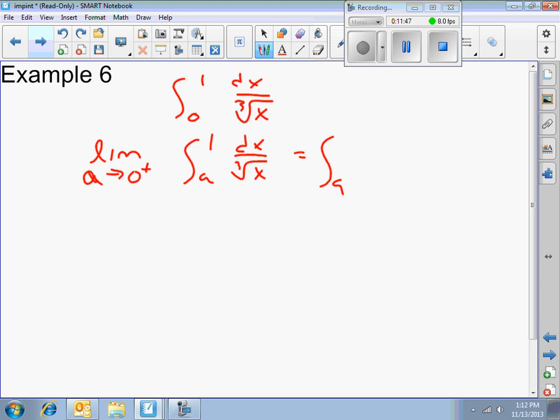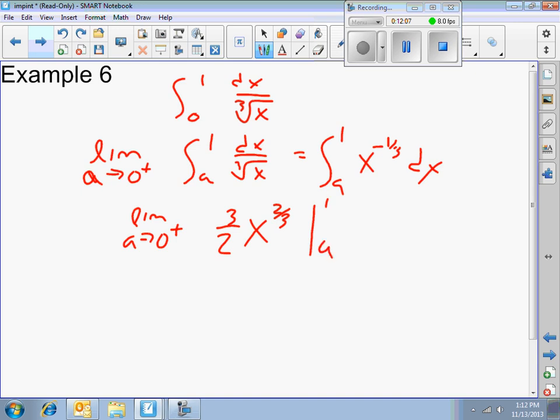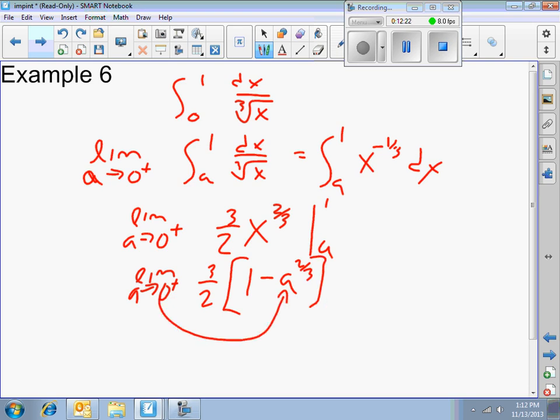Well, just rewriting this, that's x to the negative 1/3 dx. So we're talking about the limit as a approaches 0 from the positive side. Evaluating this integral, you add 1 to the power, so x to the 2/3, divide by that, 3/2, evaluate it from a to 1. So it's the limit as a approaches 0 from the positive side of 3/2 times (1 to the 2/3 minus a to the 2/3). Well, now I can put 0 in for a, it's heading to 0. So this is really just 3/2 times that 1. And so the answer here is indeed 3/2.